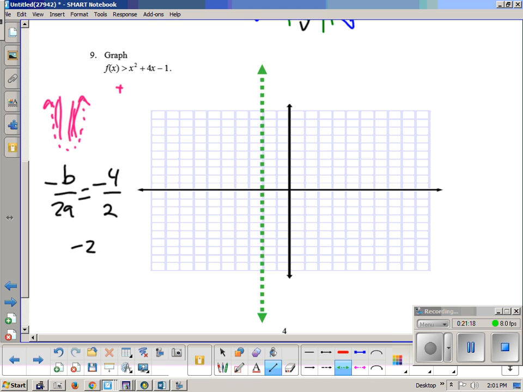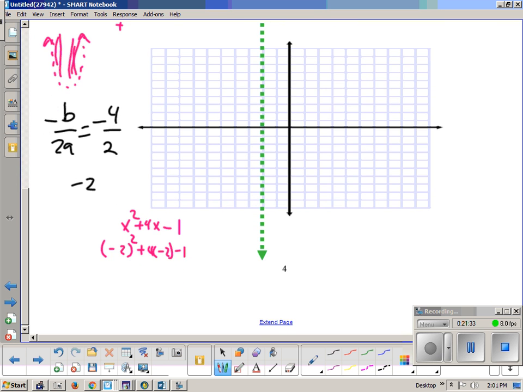I'm going to fill in a value. I'm going to figure out what x squared plus 4x minus 1 is. What happens when I put a negative 2 in? Negative 2 squared plus 4 times negative 2 minus 1. This is going to be 4 plus negative 8 minus 1, which is negative 9. 4 minus 9, which is negative 5. So 1, 2, 3, 4, 5, negative 5. That's my first point. Then I'm going to pick a point to the right.